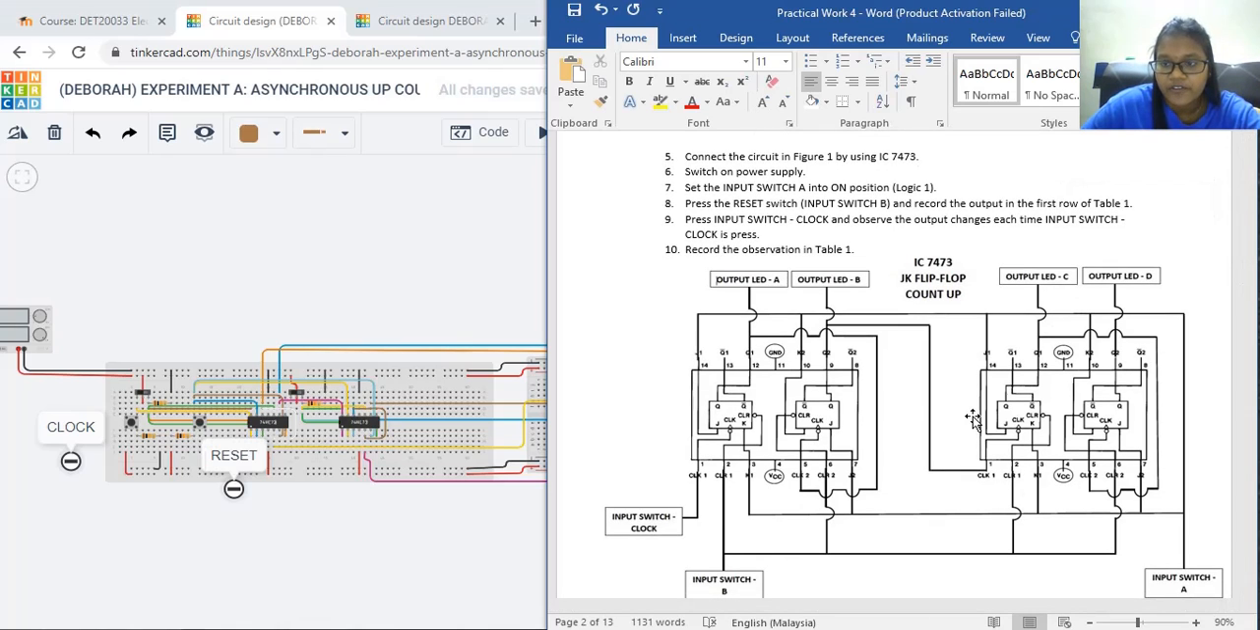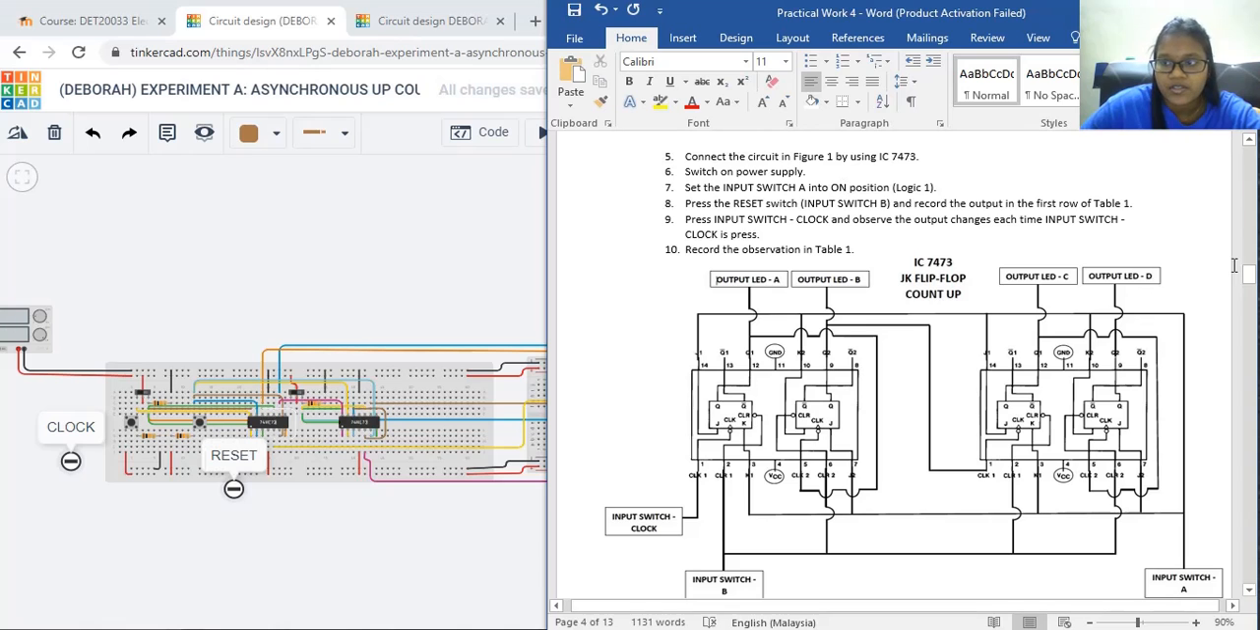So this is the figure for experiment A. In this lab sheet, they tell us to connect the circuit in figure 1 by using IC 7473. So I have connected the circuit as per figure 1. They said to switch on the power supply. Okay, I've done it. Then set the input switch into the on position. Okay, I have turned it on, and now I'm going to start the simulation.